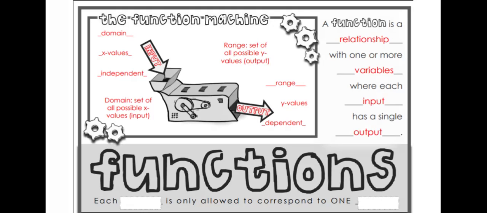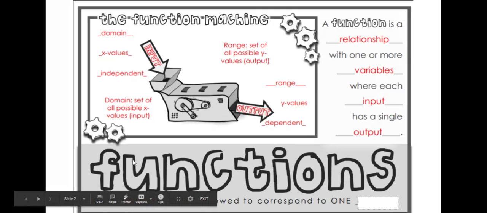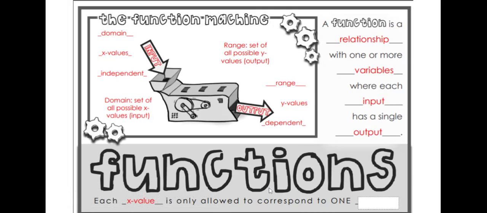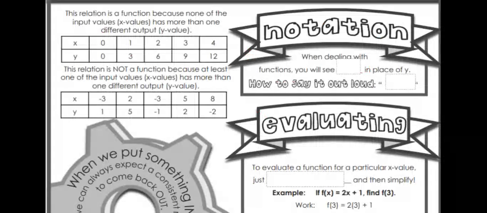All right, so then let's go and look at this one. Functions, each x value is allowed to correspond to only one y value. That's the important part of the functions. You can't have an x value that has more than one y value. So if you have (4, 2), you can't also have (4, 3) be a point. That's the biggest part of what makes a function special.